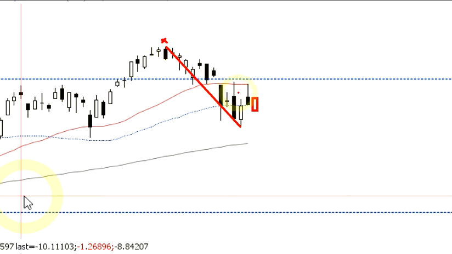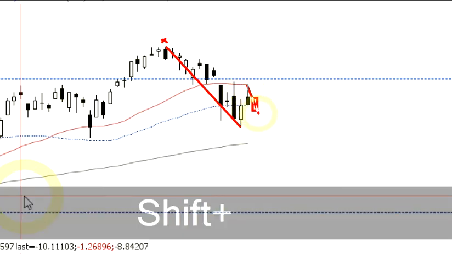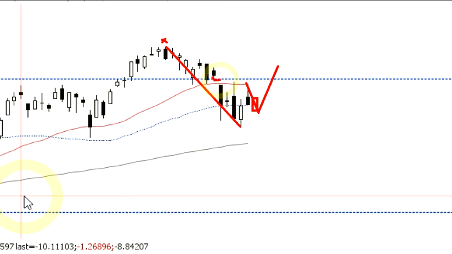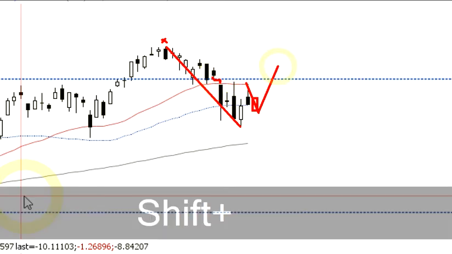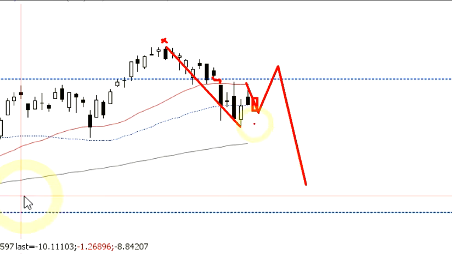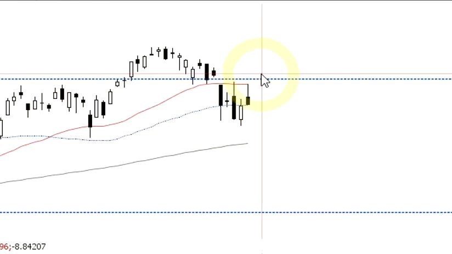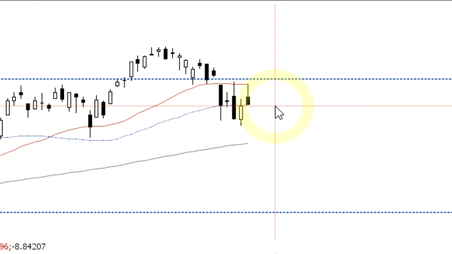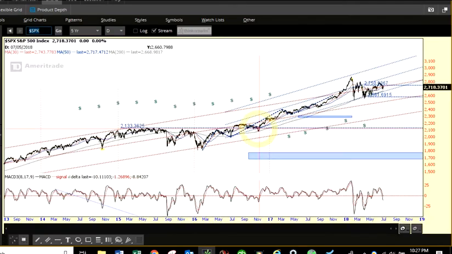Anyway, this could be kind of an A, and then a B, and then a C. So we could come close to this gap right here. There's a gap, and then resume the selling. I don't know if we're going to get more selling this week, or maybe early in the week we get a little rally and then we turn around and sell off. It could be something like that. By the way, these are daily candles.